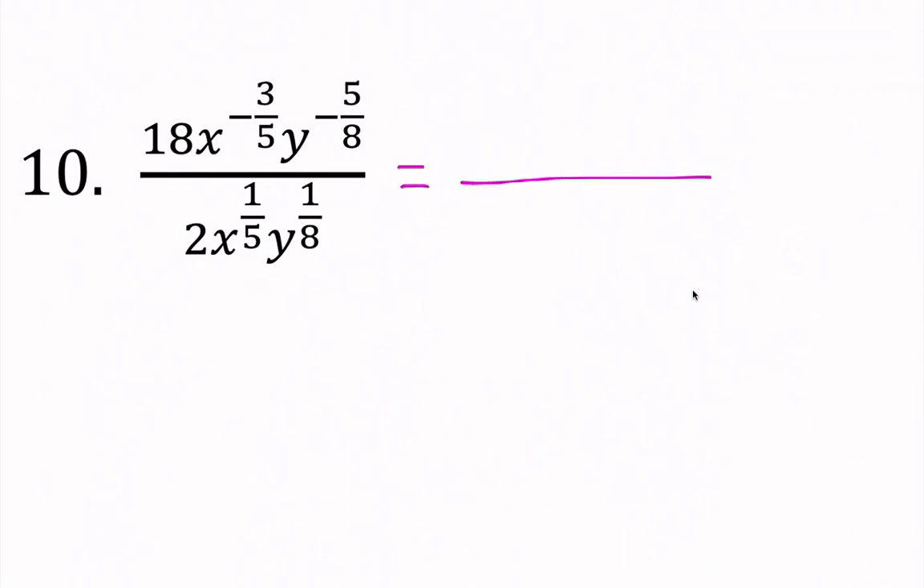So let's do constants, and then we'll work through the alphabet. So first of all, I see an 18 divided by 2. 18/2 does simplify to 9.